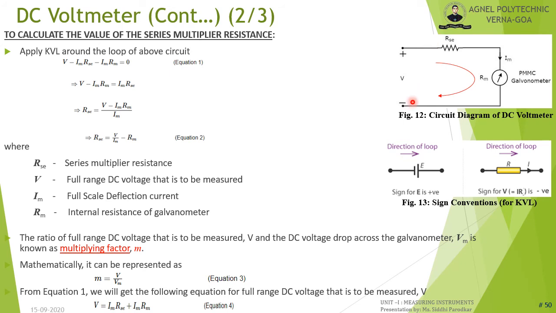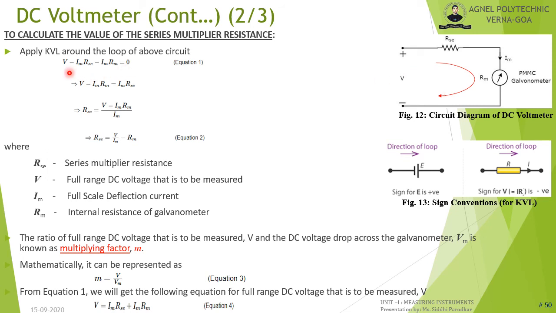So starting with V, we are getting plus V as we are moving from negative to positive terminal. Then minus Im RSE, that is the drop across the resistor RSE, minus sign because the direction of current and the direction of loop are the same. Here there is a resistance offered by PMMC galvanometer which is written as Rm. So the drop across PMMC galvanometer will be minus Im Rm, minus sign because the direction of current and the direction of loop are again same.